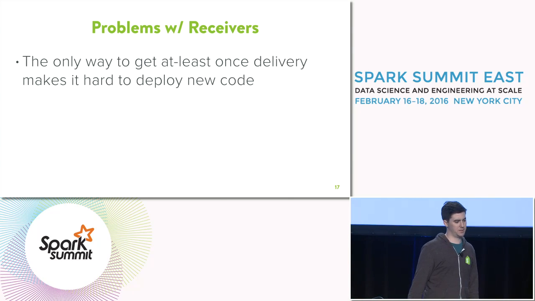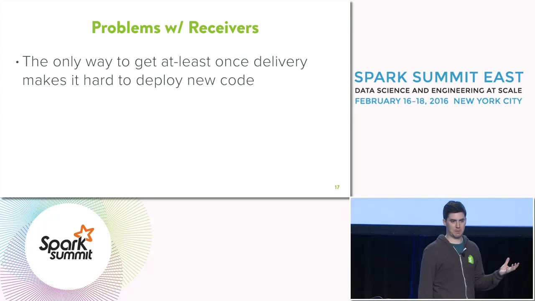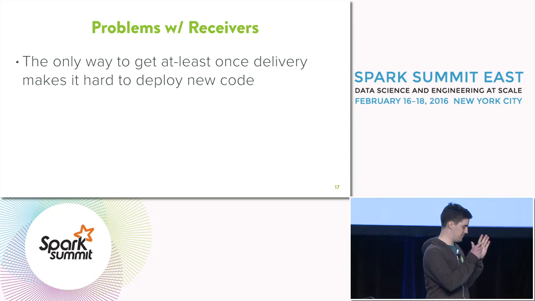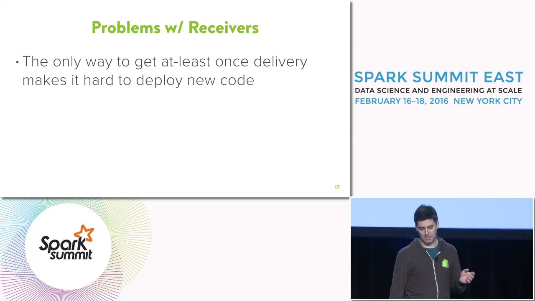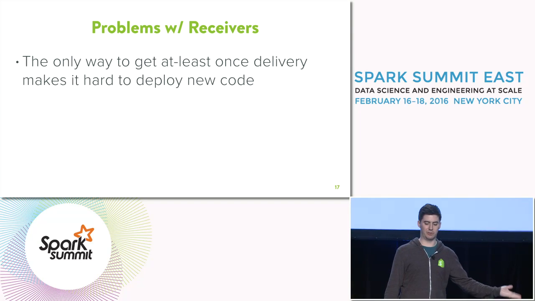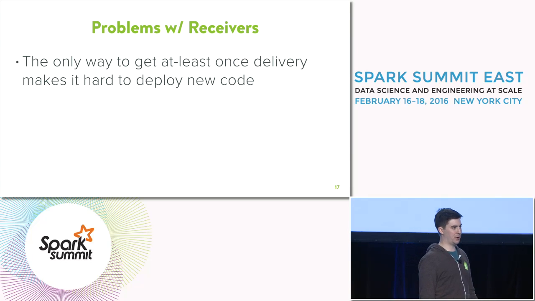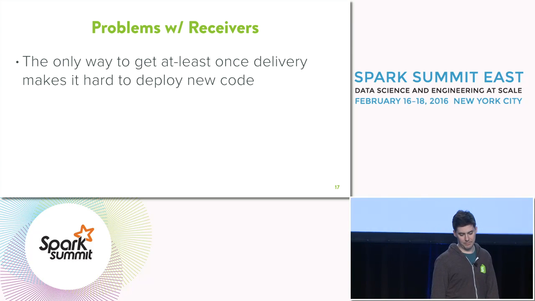The first one is that the only way to get at-least-once delivery makes it hard to deploy new code. There's a thing called checkpointing and the write-ahead logs, which means every time you receive data off of Kafka, you write it down to HDFS and basically keep it there until you're done processing it. But it's not just the data, it also takes the entire DAG and writes that down to disk. So if your job fails, you load the checkpoint on startup, but it'll also load the DAG, which means you can never deploy new code because your instructions are already saved there. So you have to do something different to actually deploy new code.